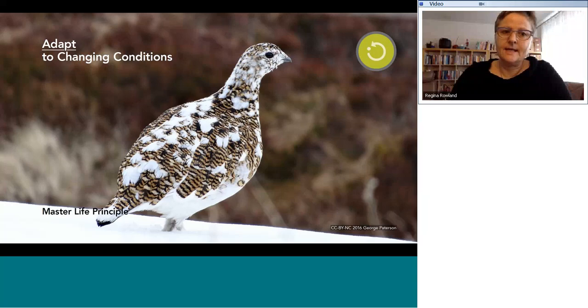The next one is adapt to changing conditions. So this is a picture of a ptarmigan. This is a bird in North America that changes its feathers, so the color of its feathers. In the winter, it's all white, obviously to protect it from becoming prey for predators. And in the summer, it's completely brown, and in the spring and the fall, it is checkered, like you see it here. So adapt to changing conditions. In our human world, we usually try to change the conditions rather than adapt ourselves to the changing conditions that we can't change.